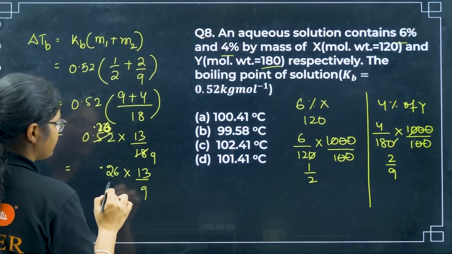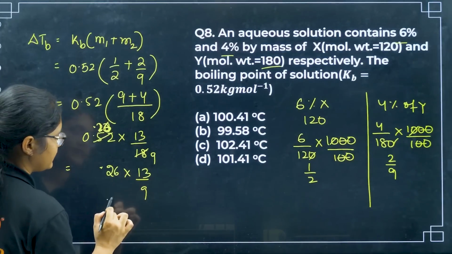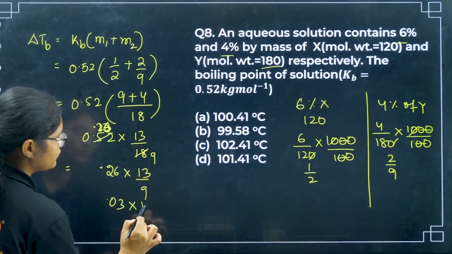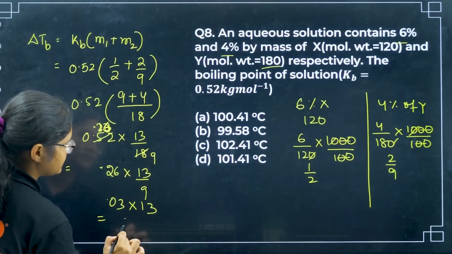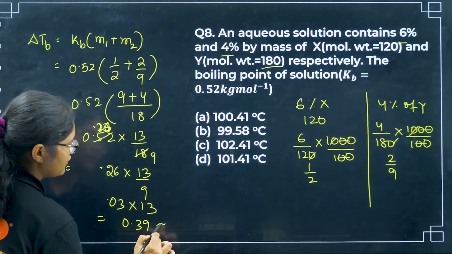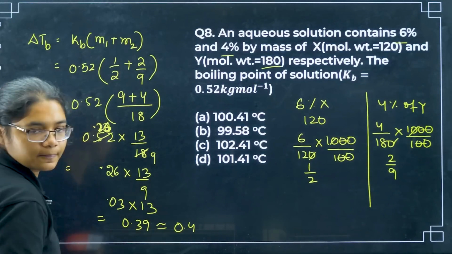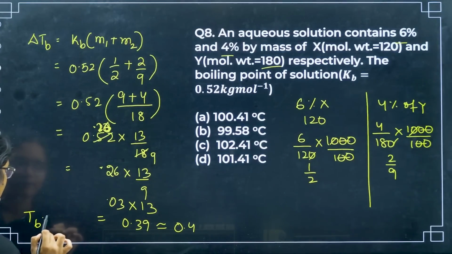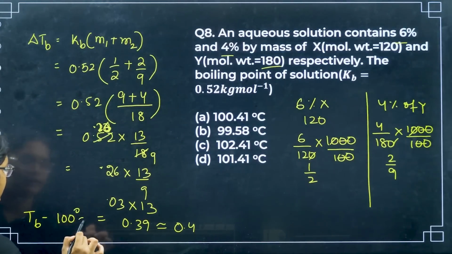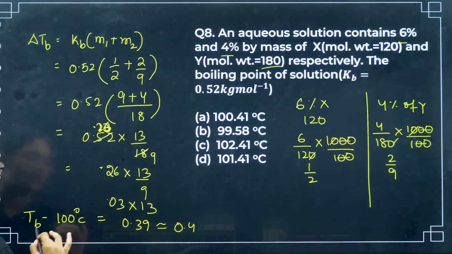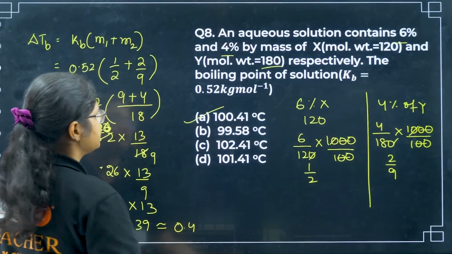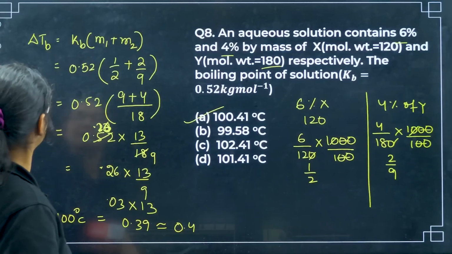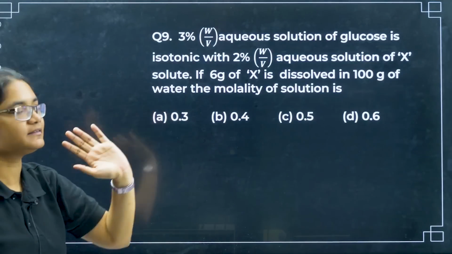So if I do a rough calculation, take it as 0.27, then it is 0.03 into 13. So 13 3s are 0.39, or roughly I can say 0.4. Now this side I have Tb minus 100. Right, so if I take that one to this side, I'll get 100.4. So that is option number A. Simple question, you just need to know M1 plus M2.